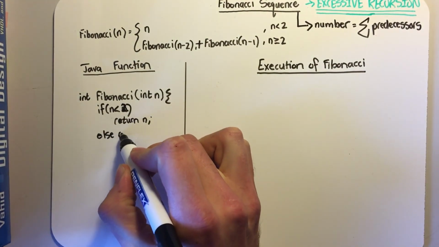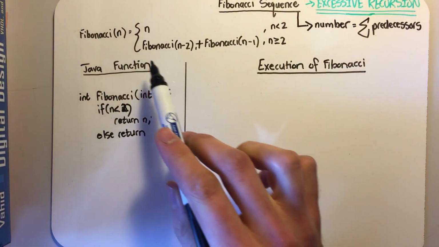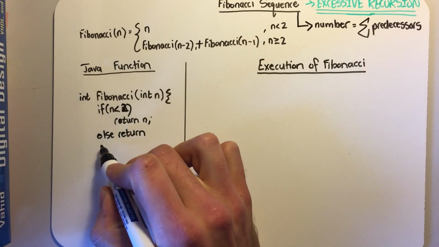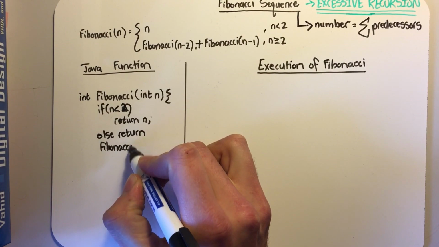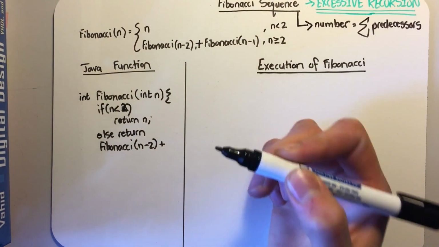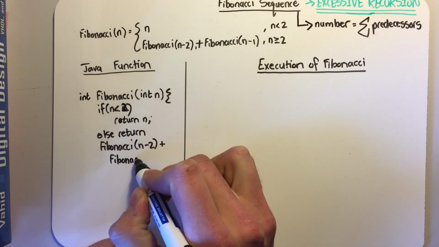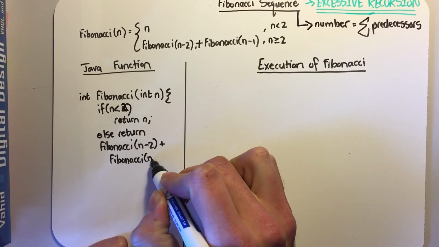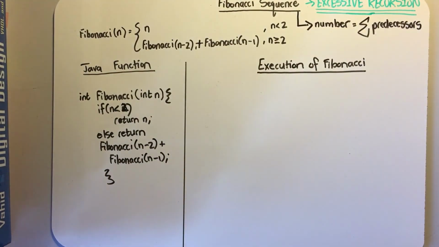Else, return. Okay, so now we're just going to return a call to Fibonacci of n minus 2, so Fibonacci of n minus 2 plus Fibonacci of n minus 1th value.